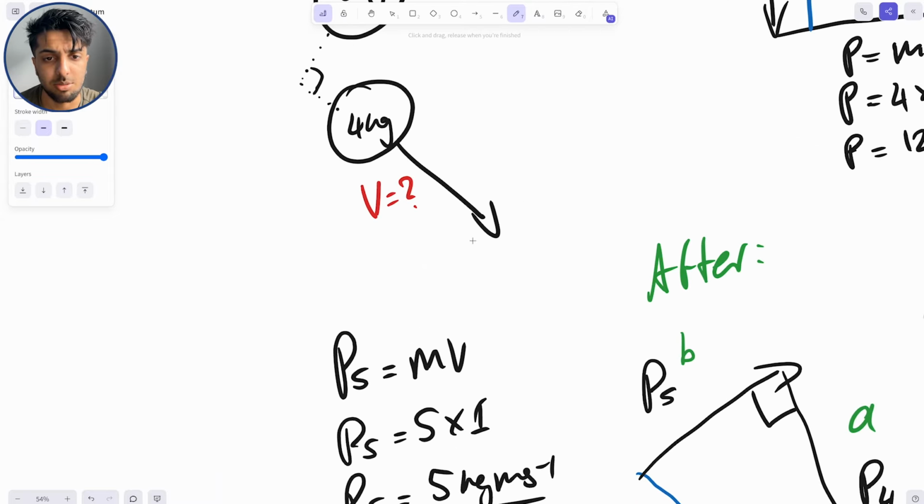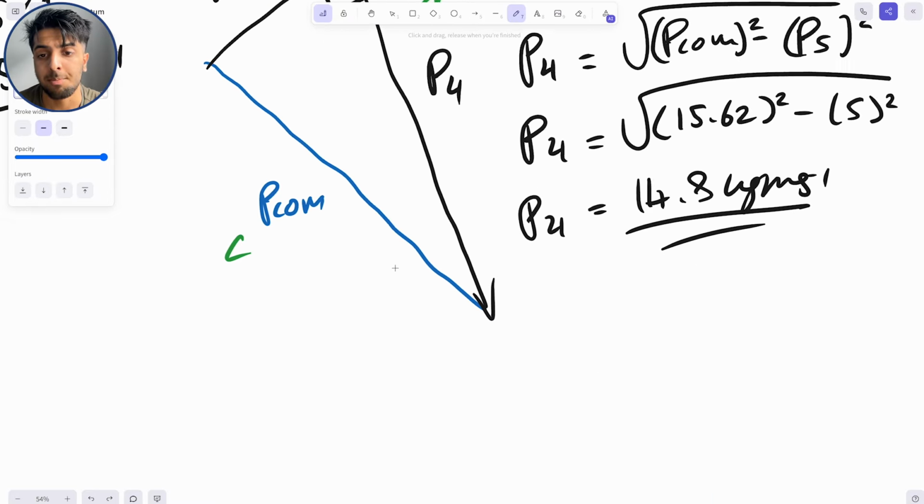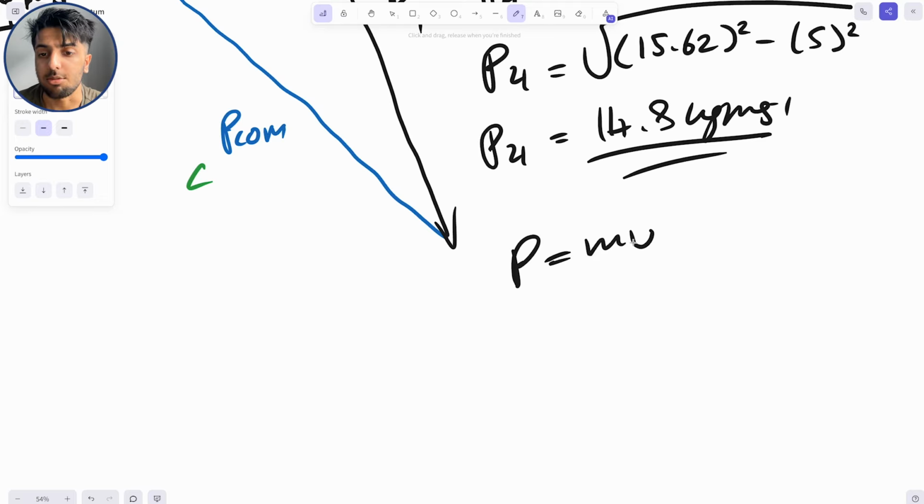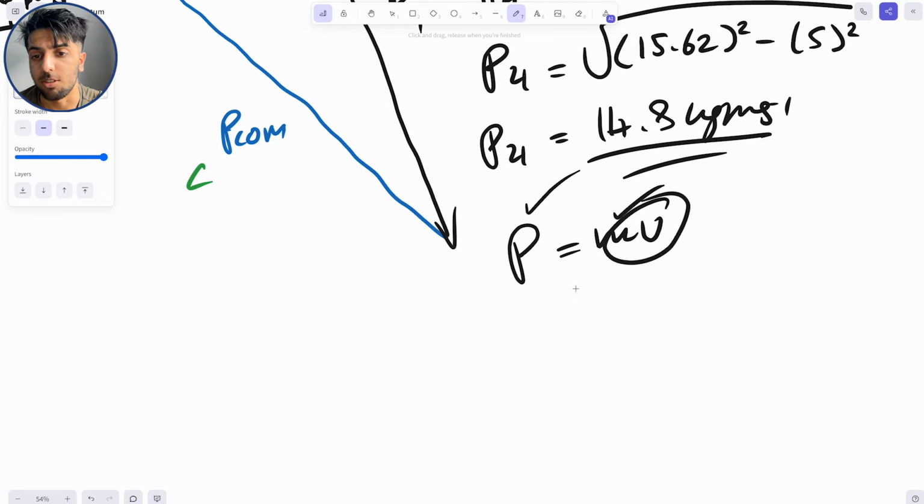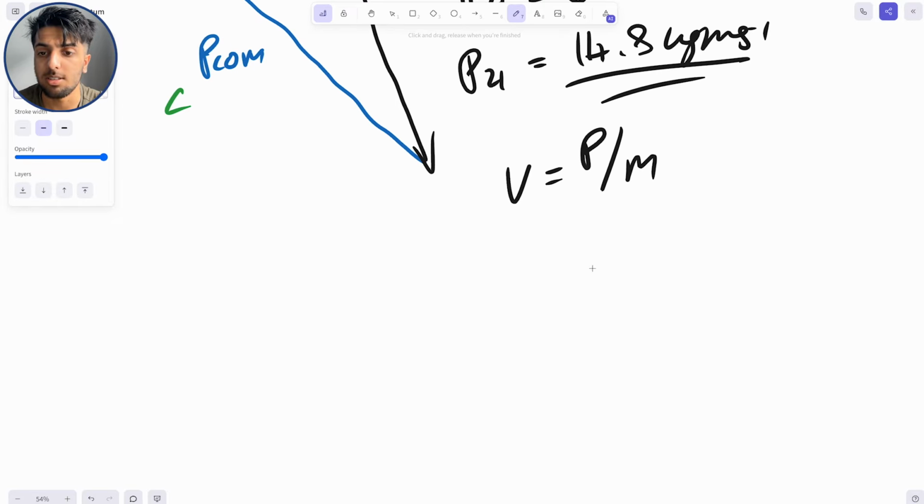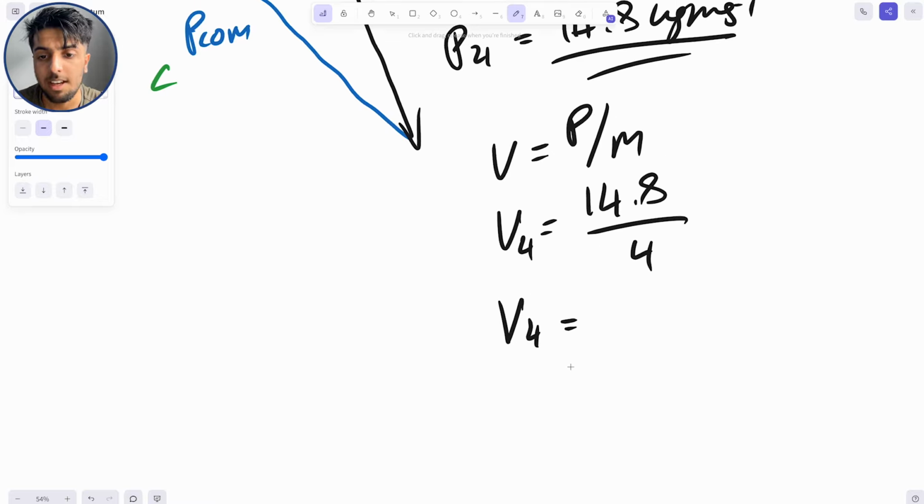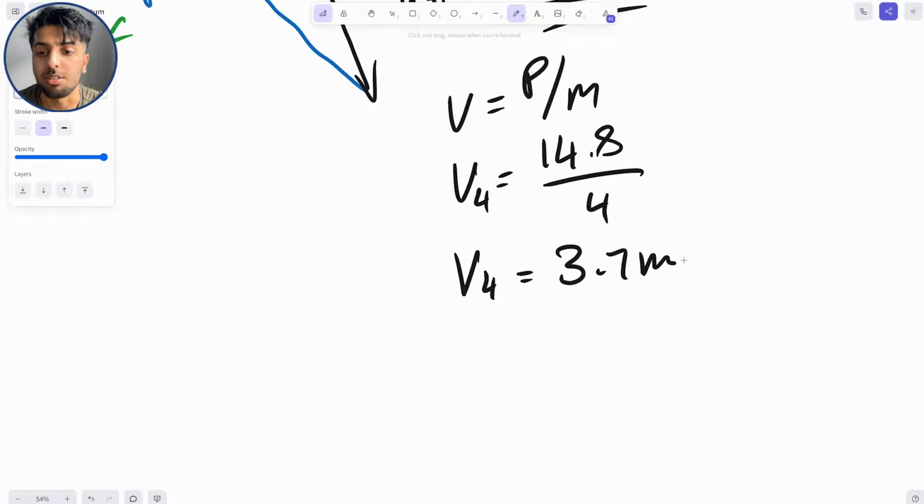And so what we're trying to find is the velocity of that 4 kg mass. So we know that P is equal to mv. We have our mass and we have our momentum, so we can rearrange for our velocity. So our velocity is equal to the momentum over its mass. So the velocity of the 4 kg mass is equal to 14.8 divided by 4. And that is equal to 3.7 meters per second.